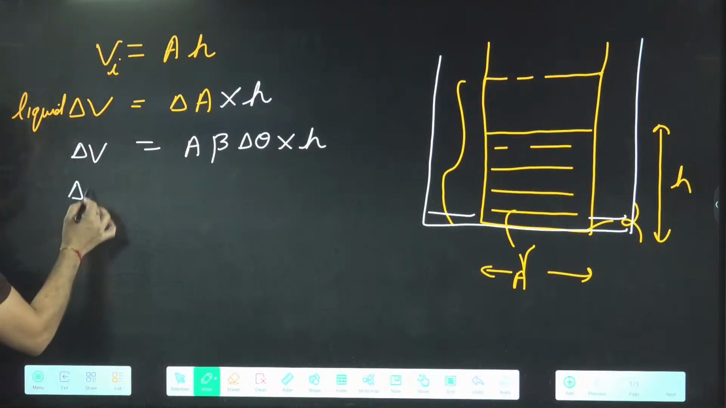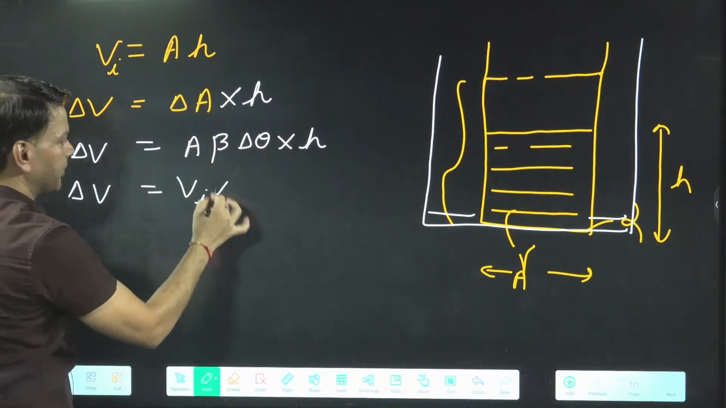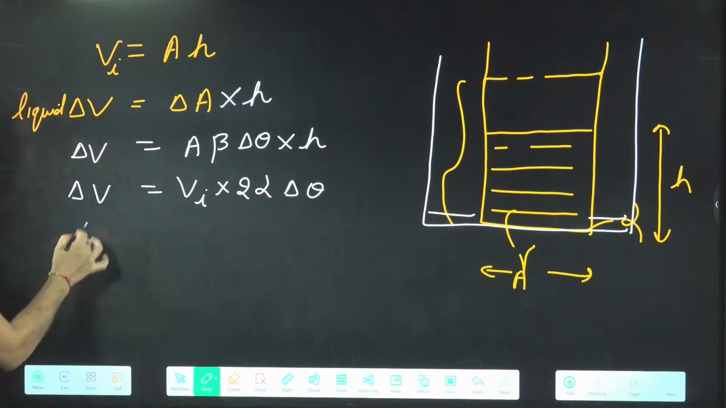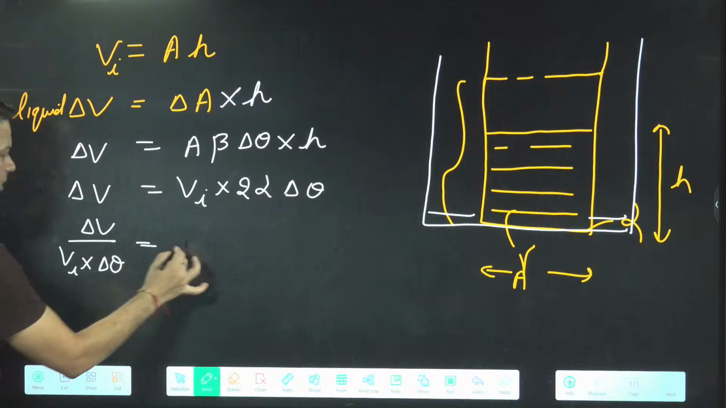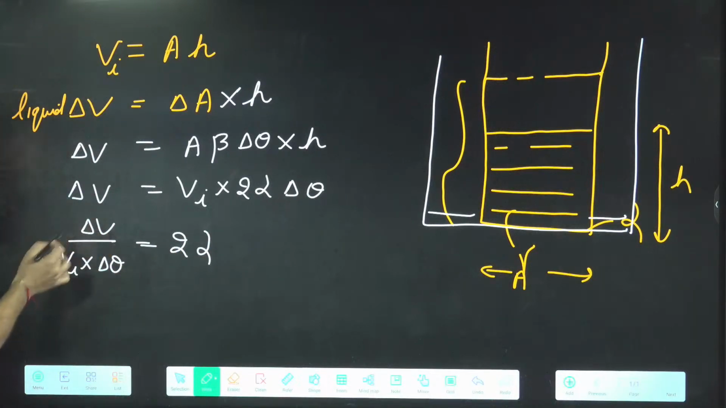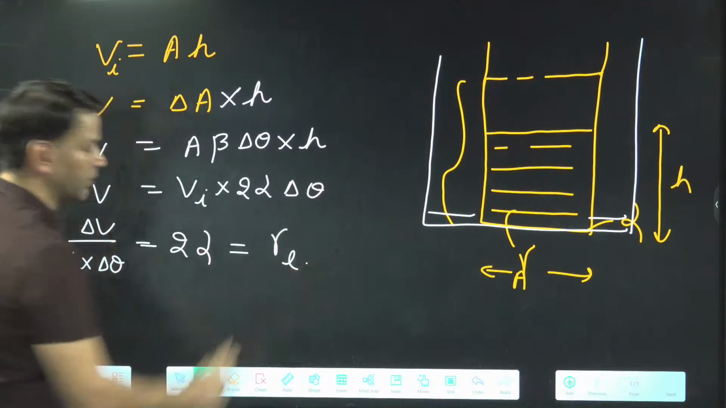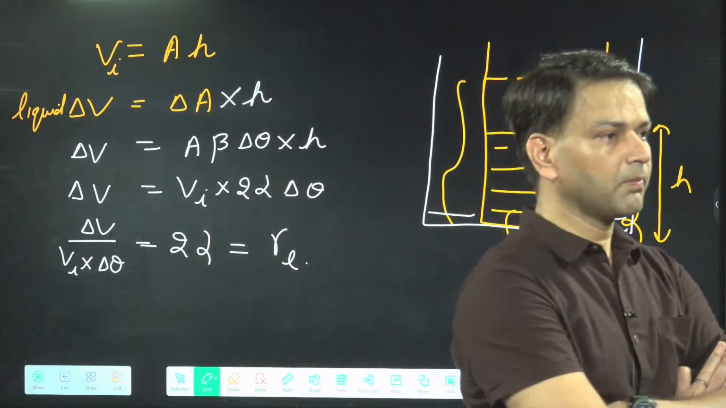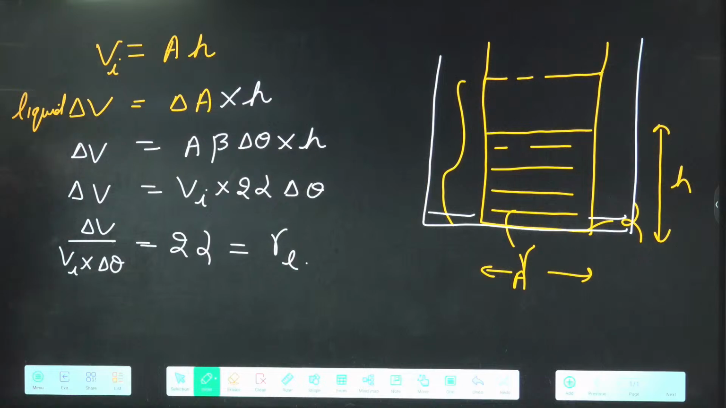Then delta V is equal to A into H, which is the initial volume, into beta, which I can write as 2 alpha, into delta theta. Then I can say delta V upon Vi into delta theta is equal to 2 alpha. This is the change in volume upon original volume into delta theta, which is the gamma of the liquid. So the gamma of the liquid is 2 alpha. Okay, got it?